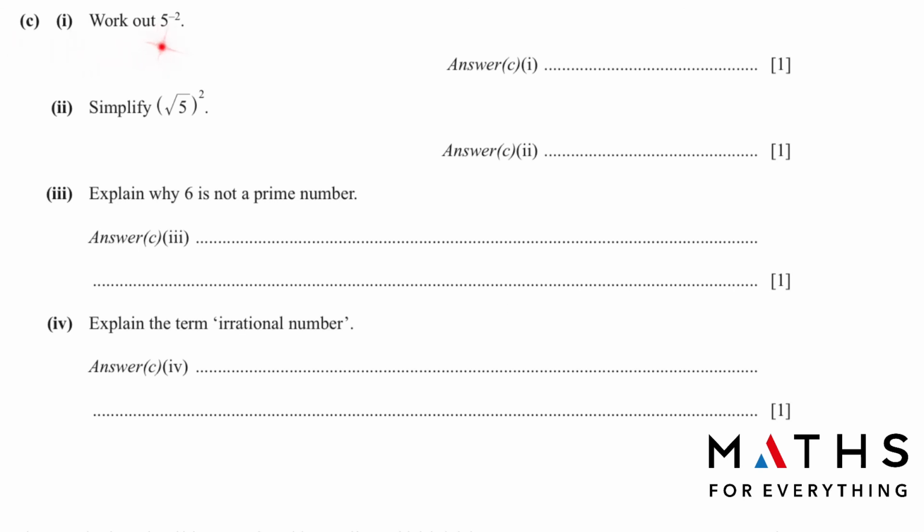Part C, question number 1, work out 5 to the power of negative 2. You just have to use a calculator, that's it. And we will get 1 over 25. Again, this is the calculator question, simplify, learn to put this in correctly.